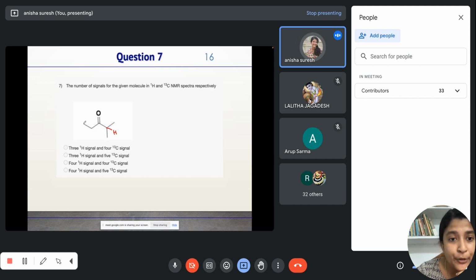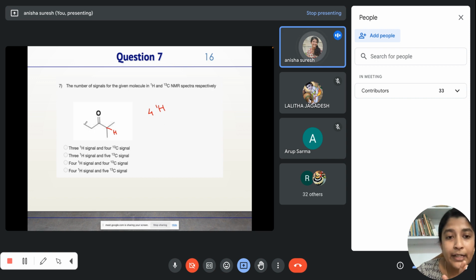CH3 will be the first proton signal. The CH2 will be the second proton signal. The CH will be the third proton signal. And these two CH3s, they will be identical and they will be giving the fourth proton signal. So there will be four proton signals, and we can see how many 13C signals are coming.